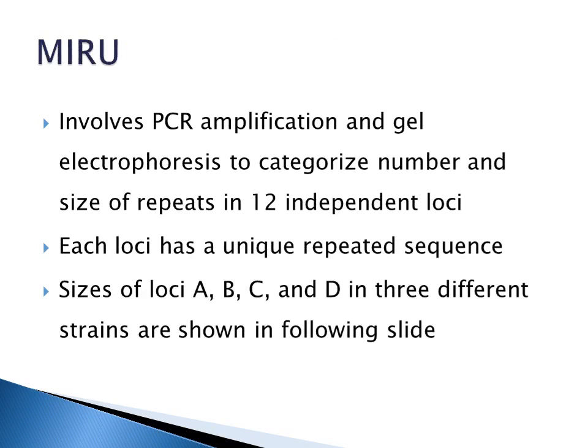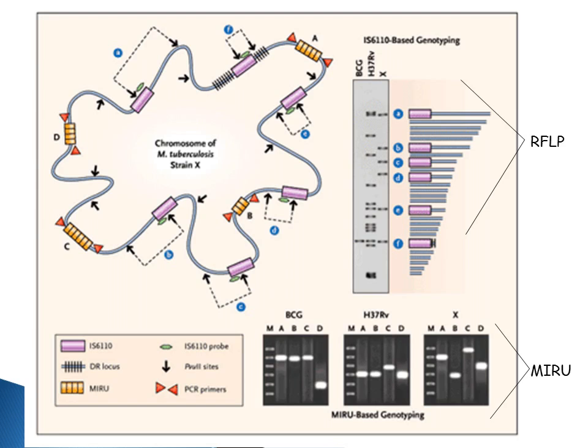In MIRU, this involves PCR amplification and gel electrophoresis to categorize the number and size of repeats in 12 independent loci of the Mycobacterium tuberculosis genome. So each locus has a unique repeated sequence, and the sizes of the loci A, B, C, and D in 3 different strains are shown in the following slide. So here we have your A, your B, your C, your D, and you could see the different sizes.